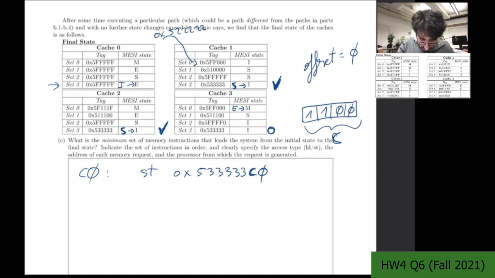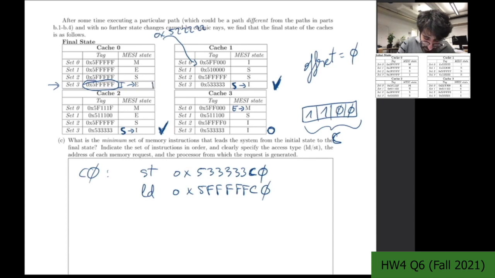Okay. To set cache 0 in the final state, we need basically to load this address again. And by loading this address again, we will put it automatically in exclusive state, because this address is not present in any of the other caches. So we just load 0, 5, F, F, F, F, F. This is in set 3.